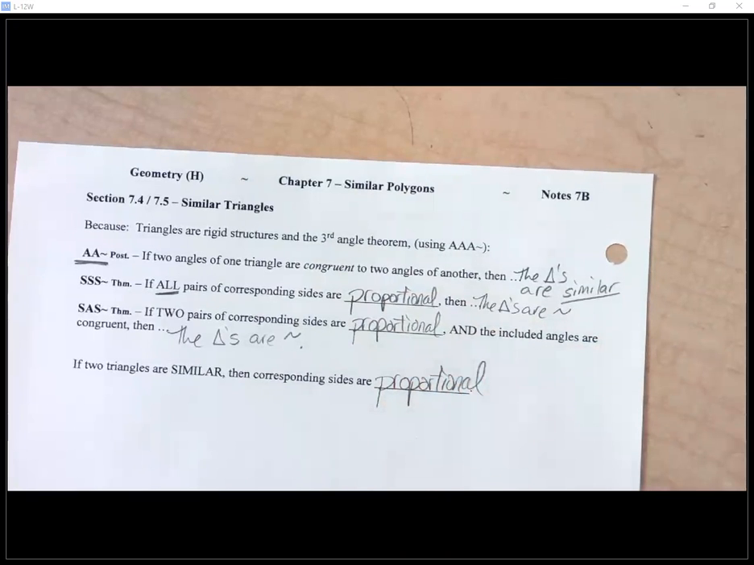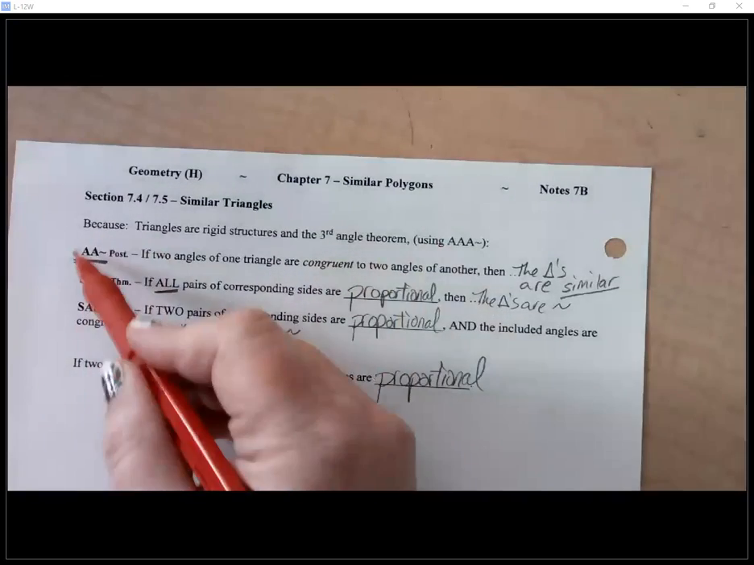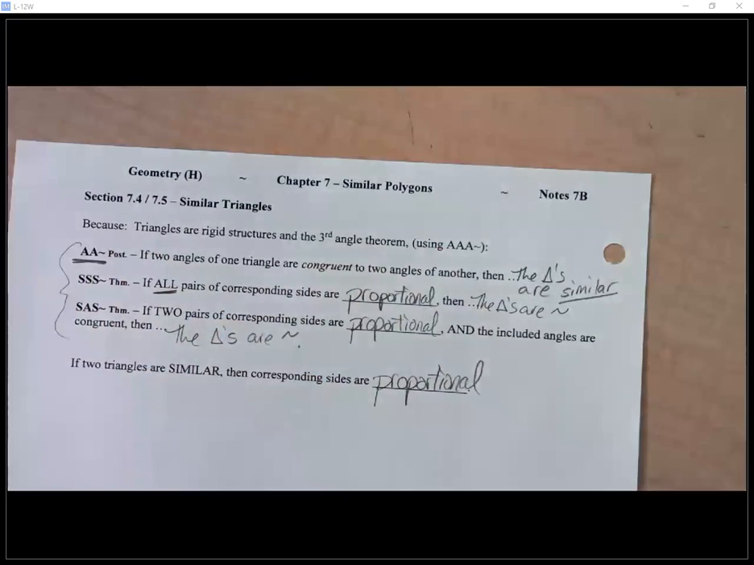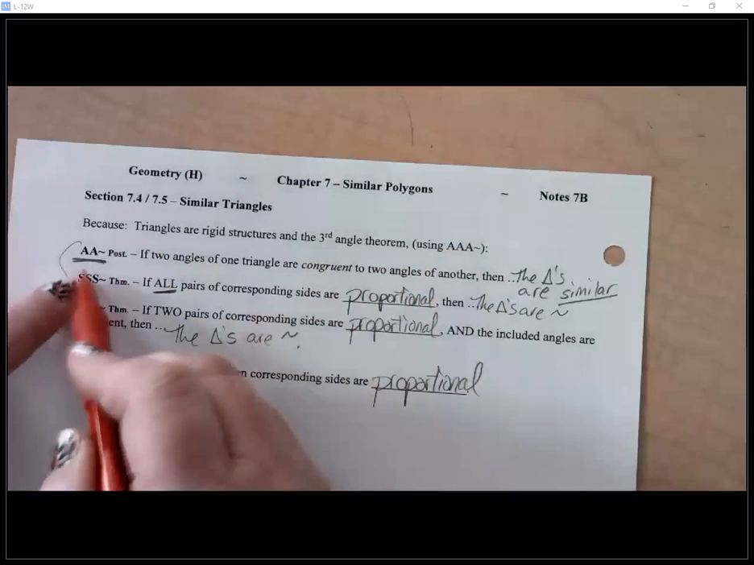Okay, so let me show you an application. Because of that, you can say these things. So basically, because you have angle-angle-angle, you can say angle-angle.